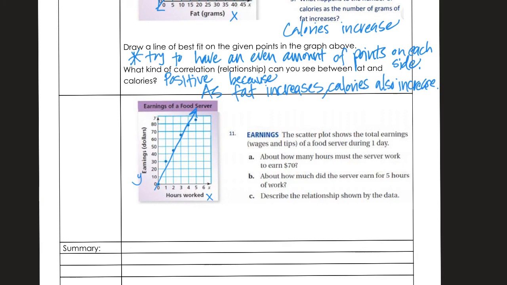So it's asking about how many hours must the server work to earn $70. So 70 is a Y value. And if we walk on over to 70, and if we go on down to our X values, we would be at about 3.5. So in order to get $70, the person would need to work about 3.5 hours. And that's an approximation because we're using our line of best fit to help us.